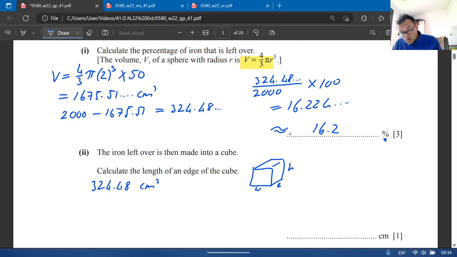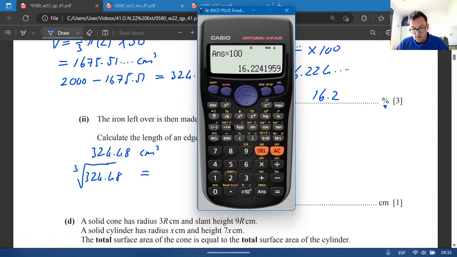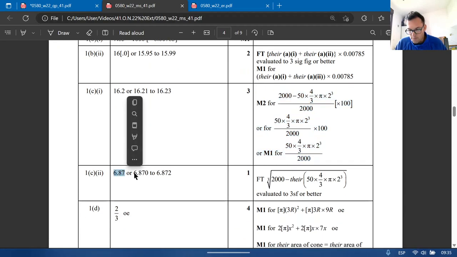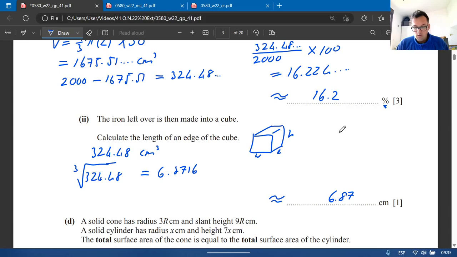Now we just need to do the opposite of multiplying three things together, which of course will be the cube root. So let's work out the cube root of that. Okay, my answer is still pretty accurate. Five significant figures, so I'm just going to use that. The cube root of 324.48 equals 6.8716. Rounded to three significant figures, 6.87. The length of the cube, 6.87, spot on, so still accurate enough, but they give you some leniency there. Okay, and FT meaning follow through, so you had the previous answer wrong, but you use that to cube root it, you get your mark.